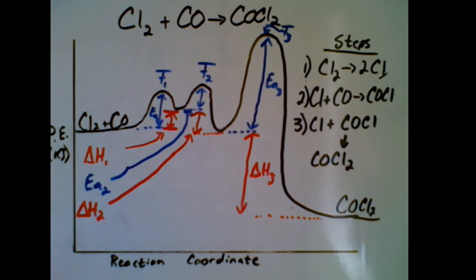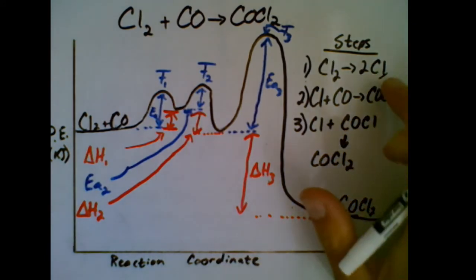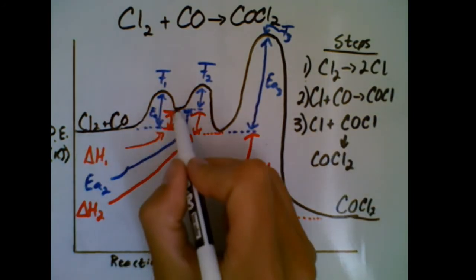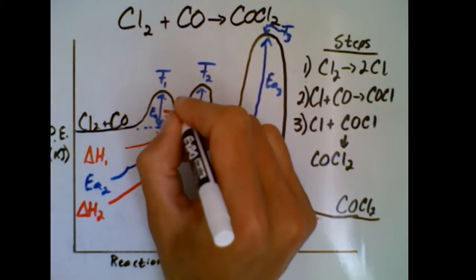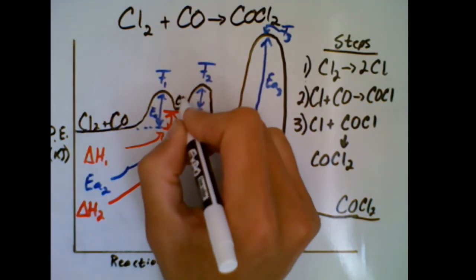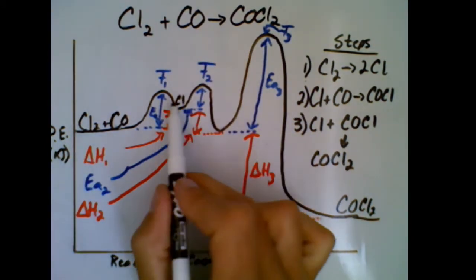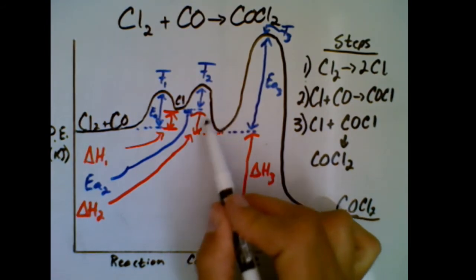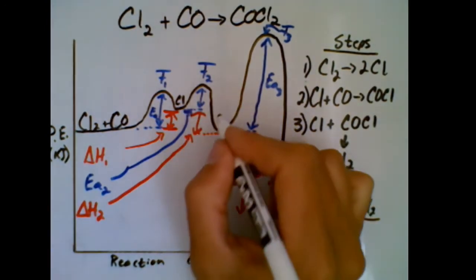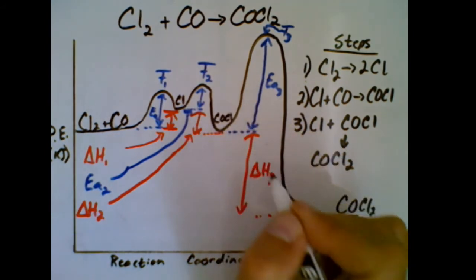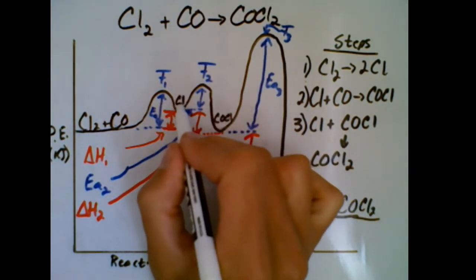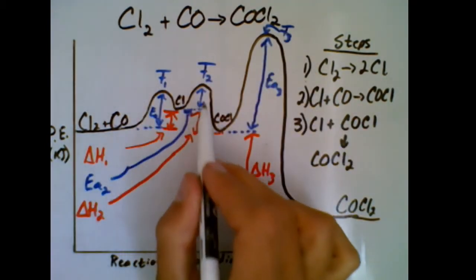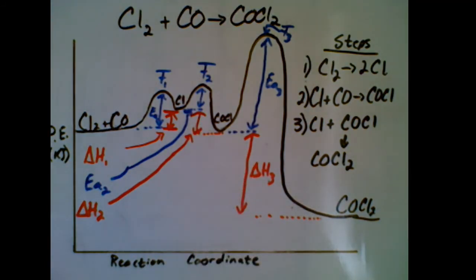The other thing that we have going on here is the reaction intermediates. Cl is the first reaction intermediate, and it gets produced after the first reaction is over, which means this little valley is basically this reaction intermediate. This next valley in the second step is its reaction intermediate, COCl. So in the valleys, we have the reaction intermediates. At the peaks, we have the transition states. We have activation energies. We have enthalpies for each step.